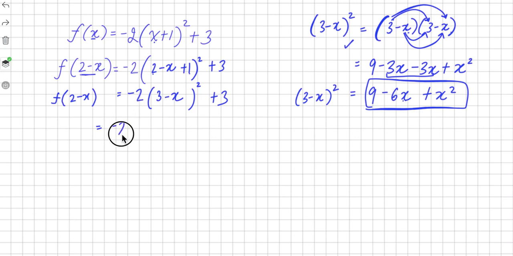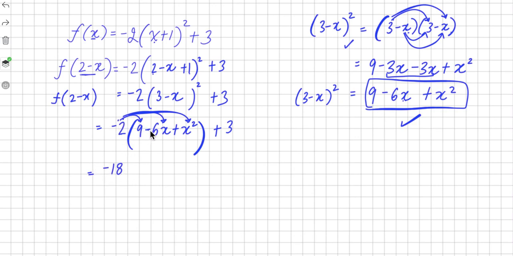So we have negative 2 already here, and we expanded this part. We got 9 minus 6x plus x squared. Then there is a plus 3. Now see, this negative 2 is multiplying by everything in the bracket. See, negative 2 times the positive 9 is negative 18. Negative 2 times this negative 6x, that's going to be positive 12x. The negative 2 times this positive x squared will be negative 2x squared. Then there is a plus 3.